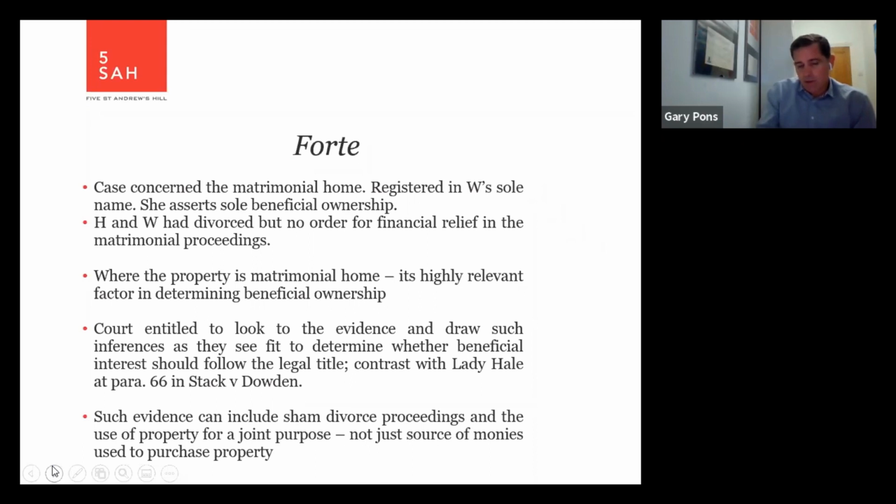That, if you think about it, is a good example of the different approaches that each respective court will take to a similar issue. The evidence that a Crown Court can consider includes sham divorce proceedings and the use of property for a joint purpose. It's not solely focused on the use of monies to purchase property. Can I have the next slide, please?